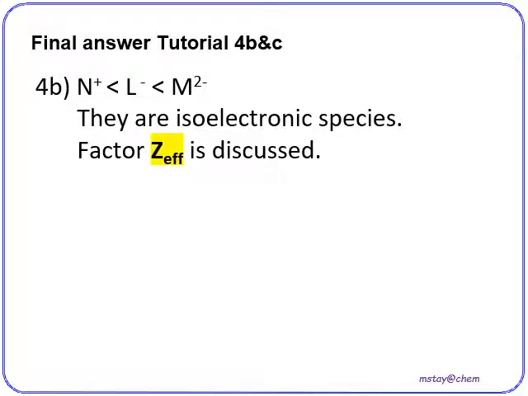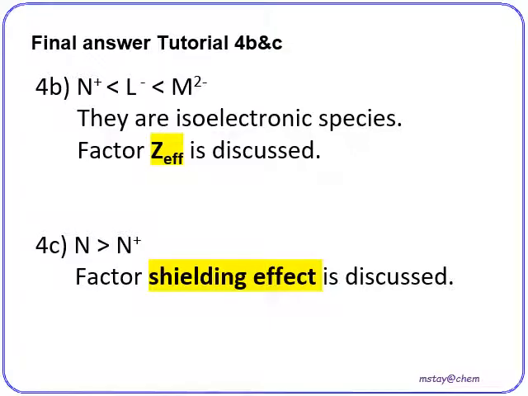Okay, for question 4C, the N atom has a greater radius than the N plus ion. When you write the electron configuration, they show that they have a different number of shells occupied by electrons. So that's why the shielding effect is used.